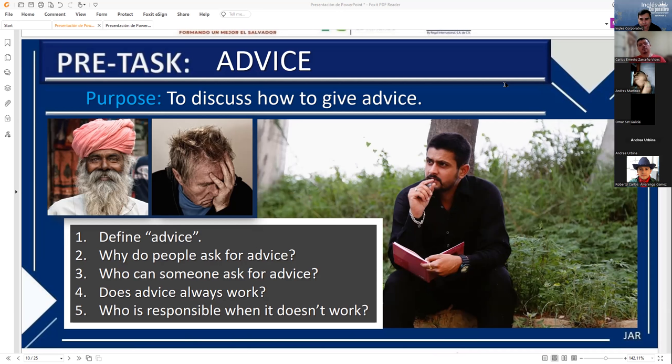Yes, it's true. What else? What else can be advice? So advice, suggested solutions, or a guide about what to do. Very good. Why do people ask for advice? Under what circumstances do people ask others for help?